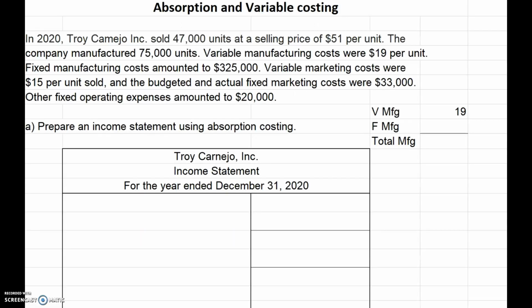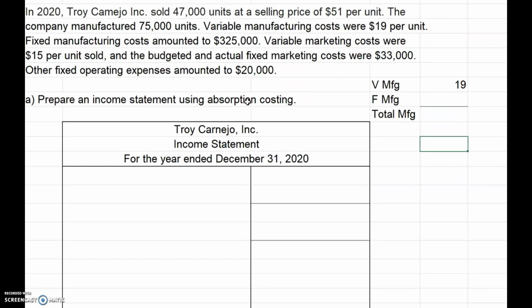Let's take a look at an example. We have a company that sold 47,000 units. Selling price is $51 per unit. However, they manufactured 75,000 units. The variable manufacturing costs, so the direct materials, the direct labor, the variable overhead was $19 per unit. Fixed manufacturing costs were $325,000 in total. The variable marketing costs were $15 per unit. Fixed marketing costs were $33,000. Other fixed expenses were $20,000.